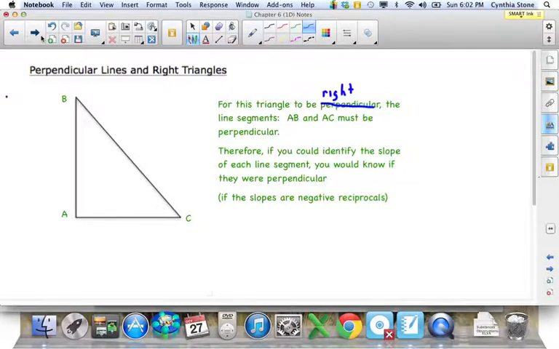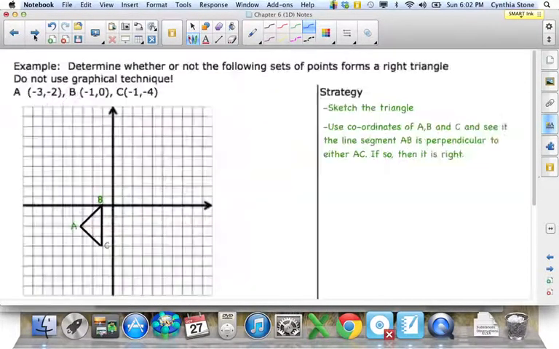I don't know that unless I know the slopes of these lines. So, again, if you need more time there, go ahead. But let's do this example here. It's saying, determine whether or not the following sets of points form a right triangle. So here are the points. The first nice thing to do to start is to sketch it. You don't really have to do that, by the way, but I did, okay?